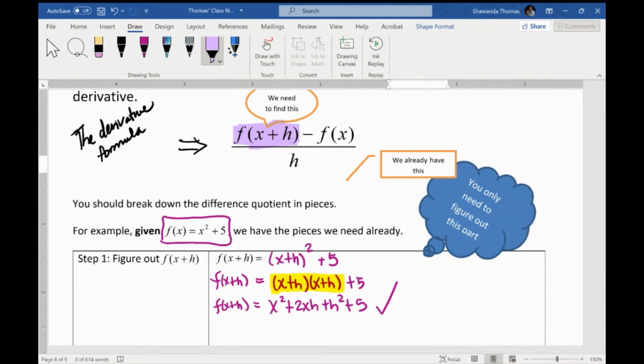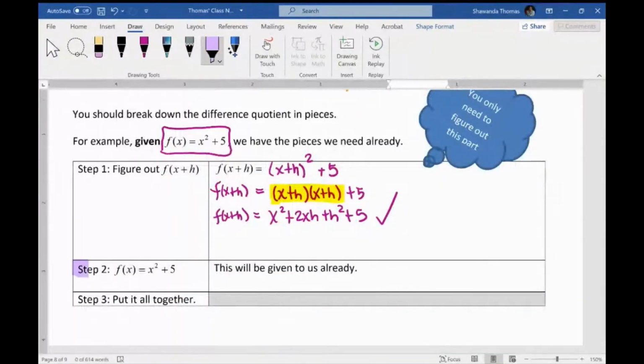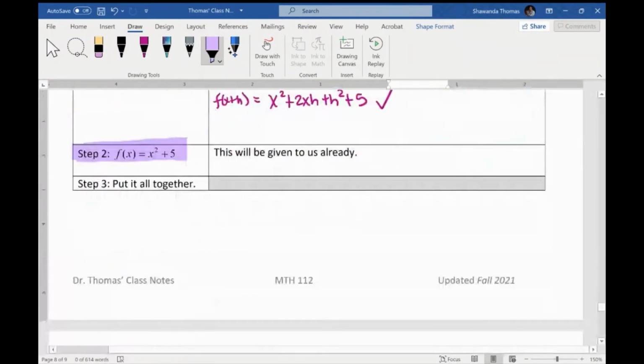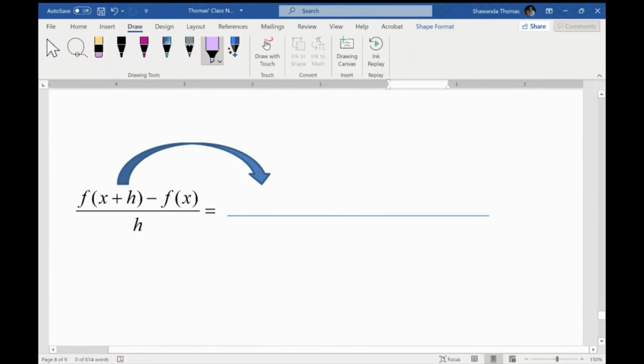We don't need to do anything else but put everything we know in the formula. In step 2, we were already given what f of x is. We just figured out what f of x plus h is. Now we're going to put it all together in step 3. That's why I have this little situation right here, so we can put it all together.